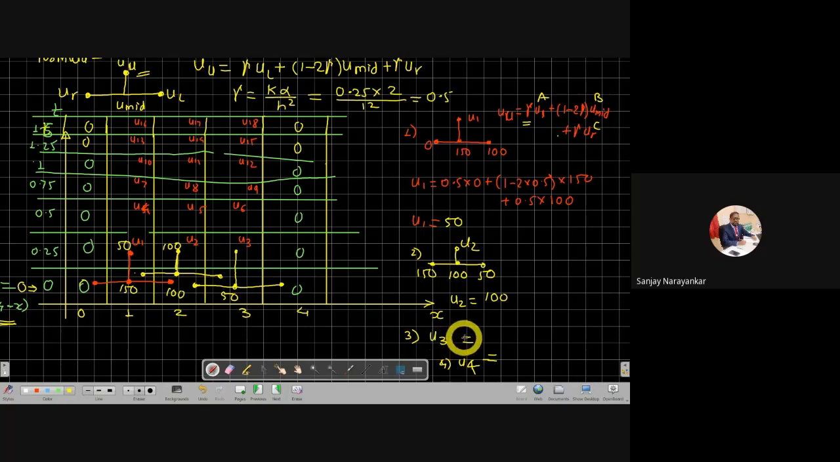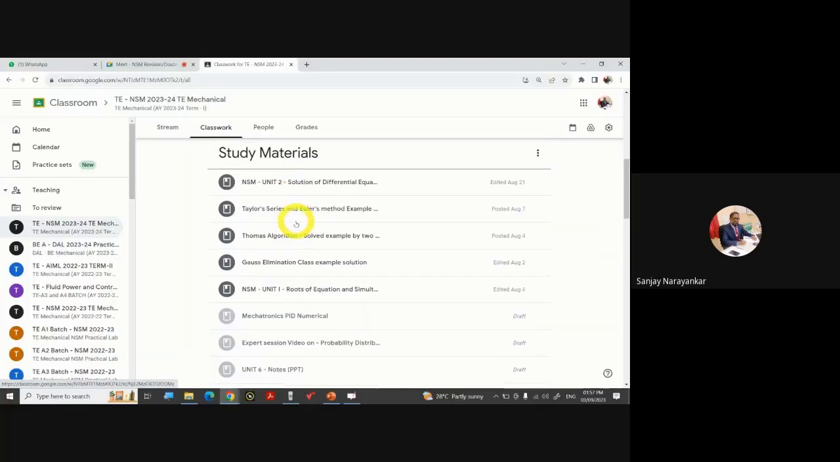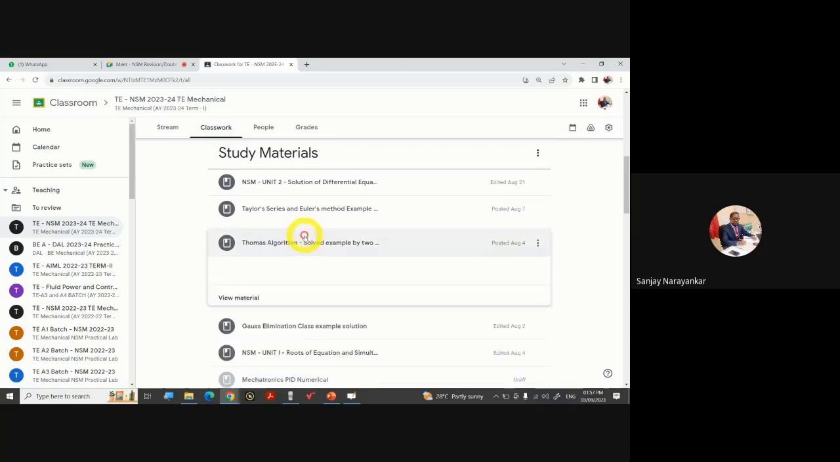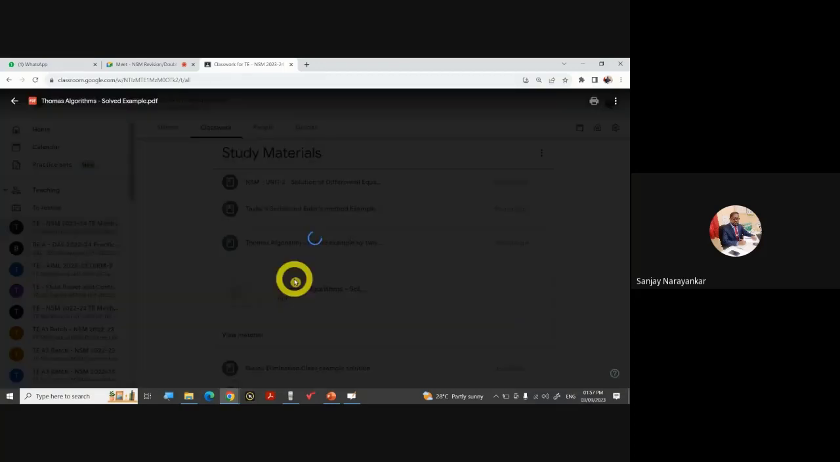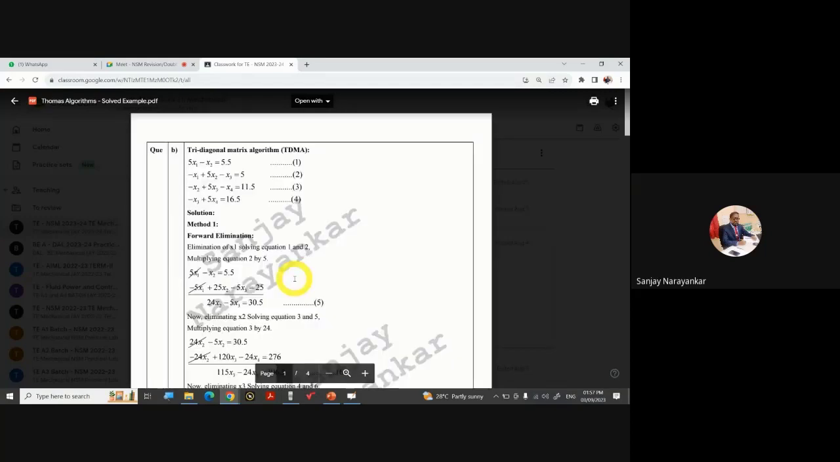Now I think we have done partial differential equations. What's next? I'll take you through Gauss elimination. I have already shared one numerical on Gauss elimination, and I would like to discuss that. Gauss elimination with partial differential, and then one request is there for NR methods. We'll discuss one method. The Thomas algorithm I also shared with you. Just check that. It's a simple forward elimination method.